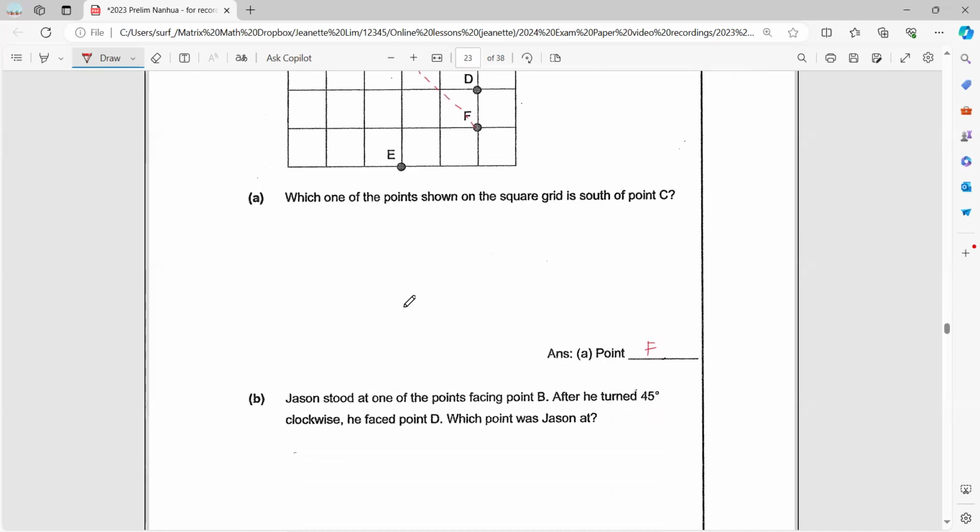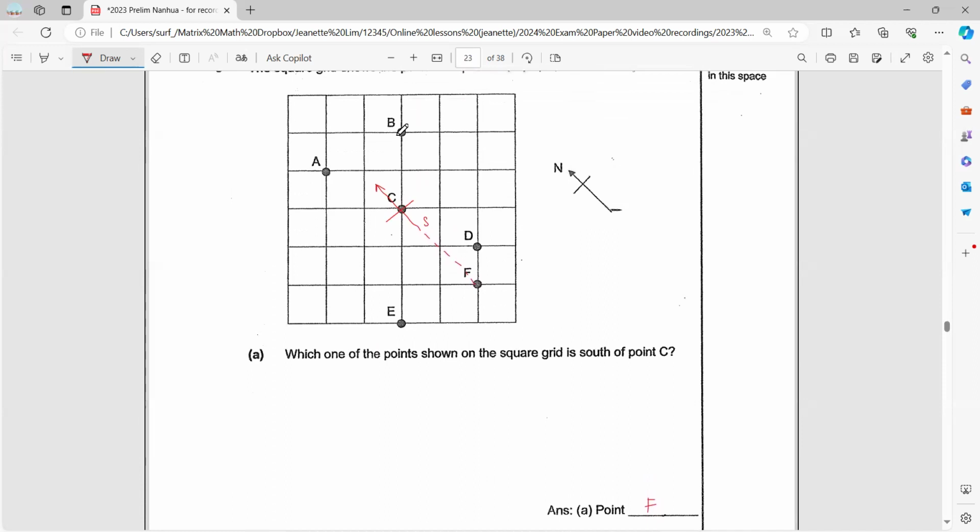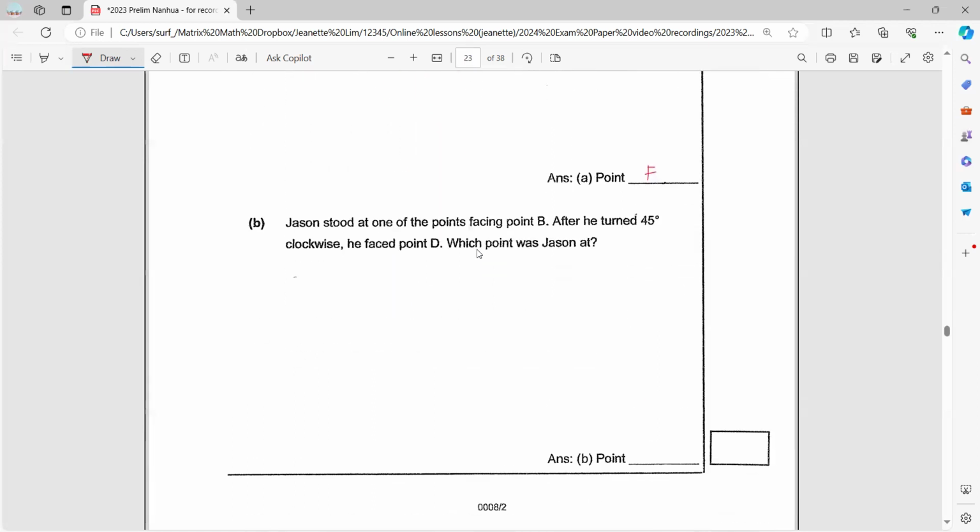Hold on. Oh, 45 degrees clockwise, you'll face D. Okay, so if you're at E, you're facing B, 45 degrees, use the square grid to help you cut through the square. You will face D, okay? So from point E, if you're facing B first, 45 degrees clockwise, this way, you will face D. So the answer is point E. He's at point E.